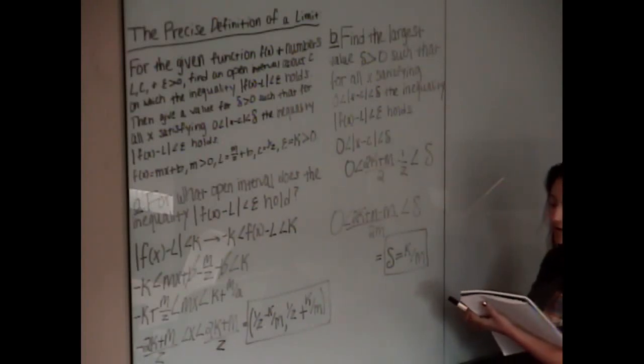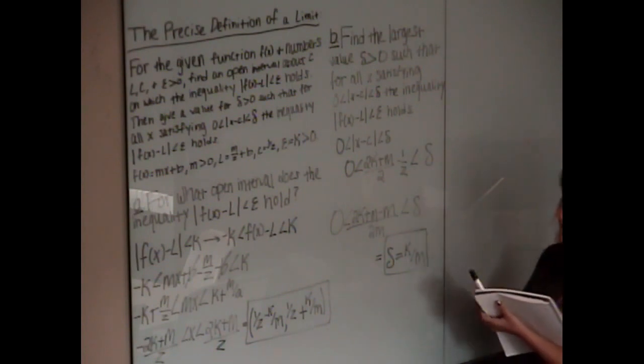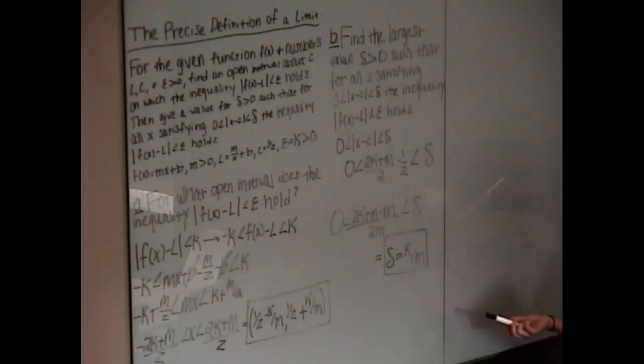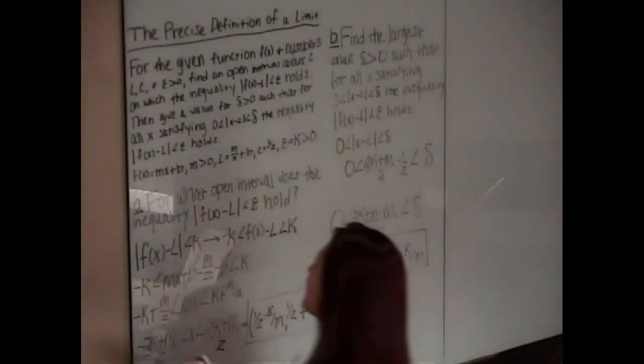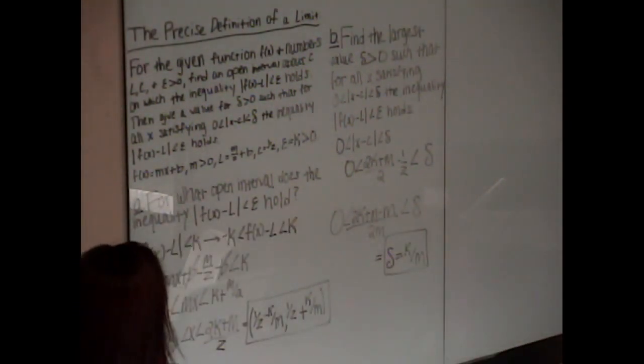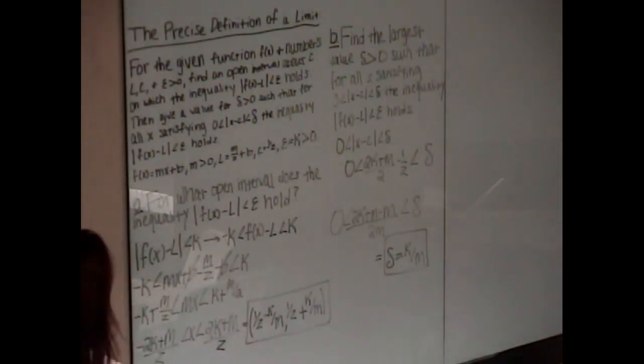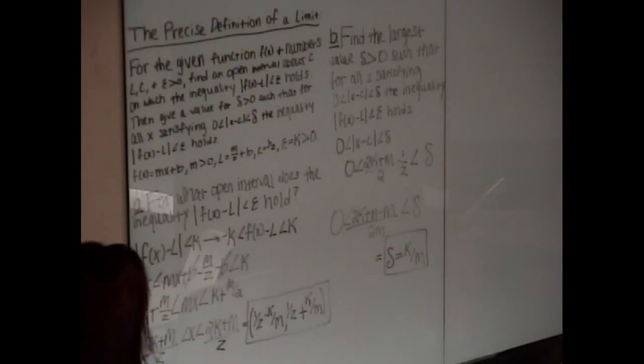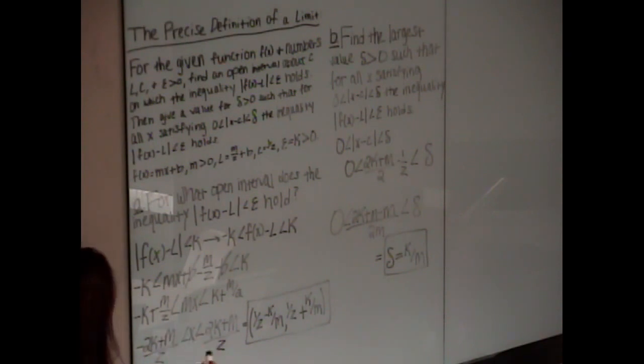We'll be working through a calculus problem on the topic of the precise definition of a limit. The problem says, for the given function f of x and numbers L, c, and epsilon greater than 0, find an open interval about c on which the inequality, the absolute value of f of x minus L, less than epsilon holds.